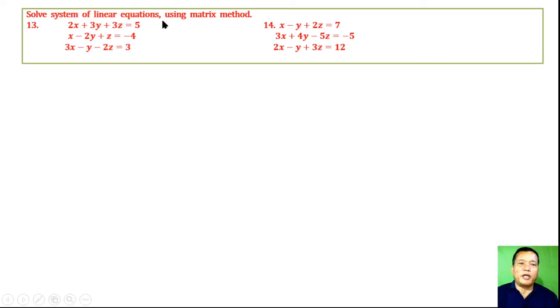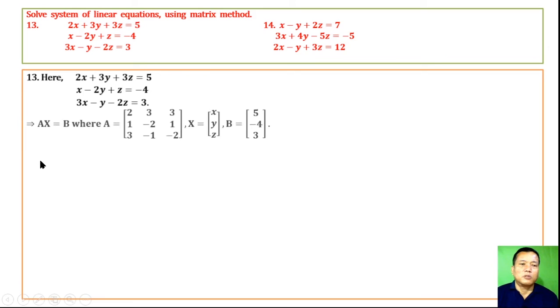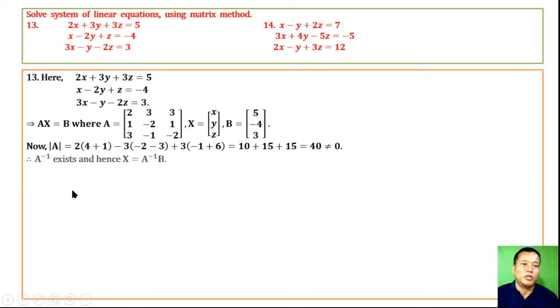Solve the system of linear equations using matrix method. The system of linear equations can be written in matrix form as AX equal to B, where A is coefficient matrix of order 3 by 3 and X is column matrix formed by unknowns and B is also column matrix formed by constants. Now determinant of A, expanding in the first row, we get 40, which does not equal 0. Therefore A inverse exists and hence X equal to A inverse into B. That is, X is given by the product of A inverse and B.